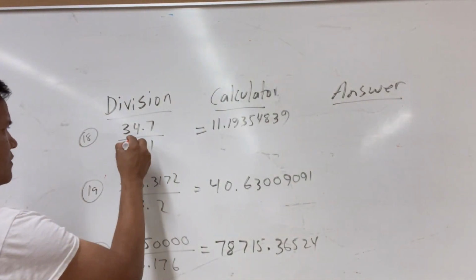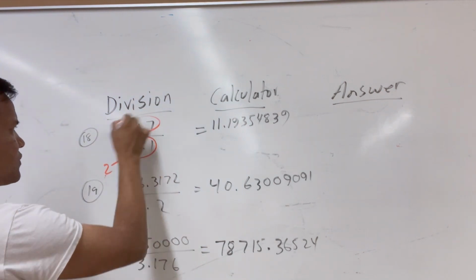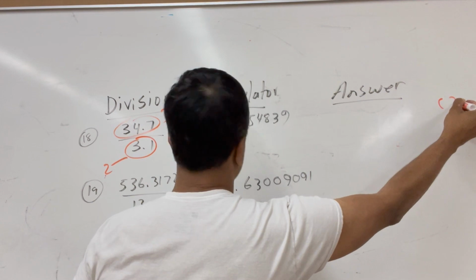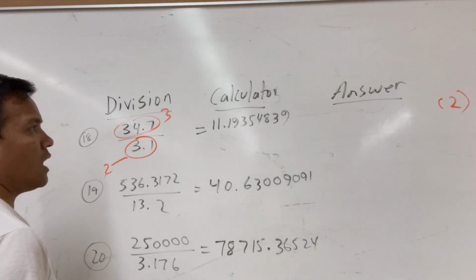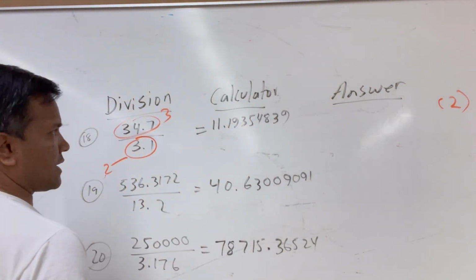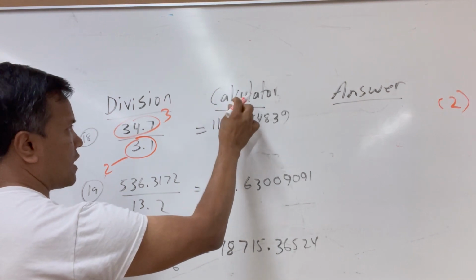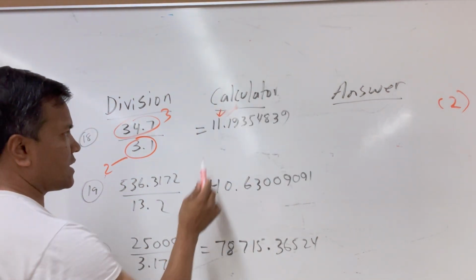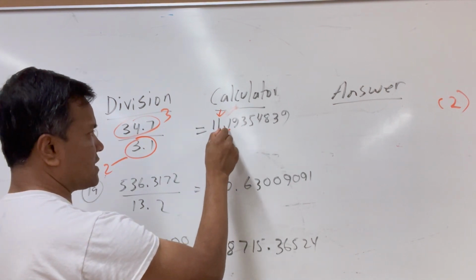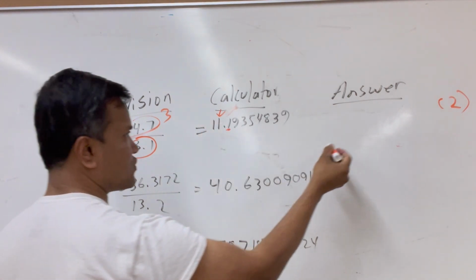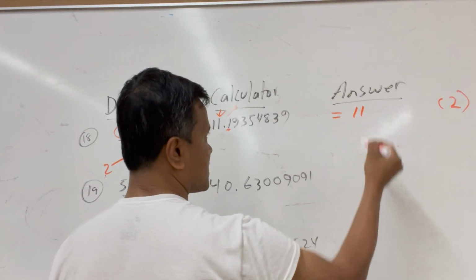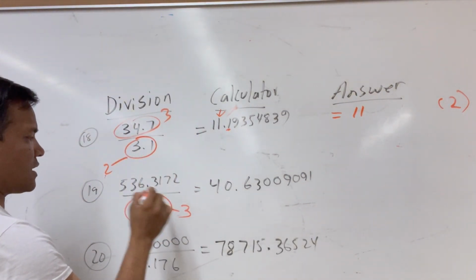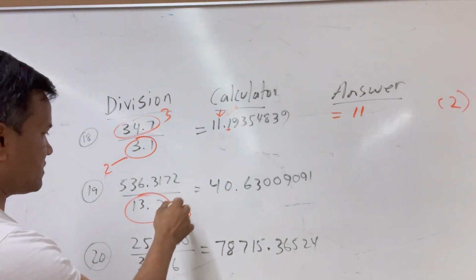So here I have 2 sig fig, here I have 3 sig fig. The final answer has to have only 2 sig fig. Okay, so how can I get the 2 sig fig? Right here, 2 sig fig. So this is my target, and the number next to target is smaller than 5, so just 11 is the answer. This is 3 sig fig. My final, I don't want to count it. This is 3 sig fig.